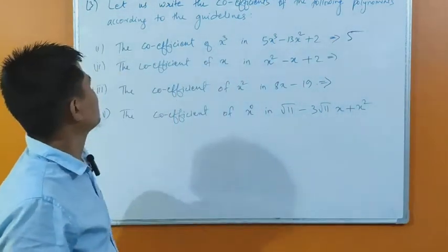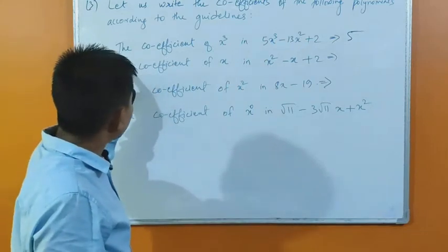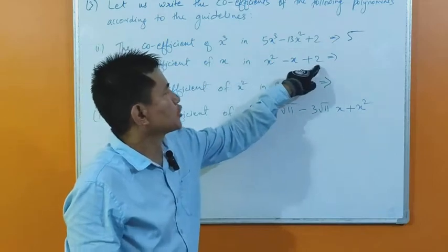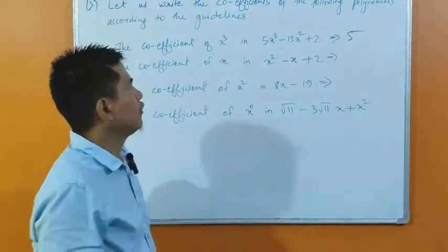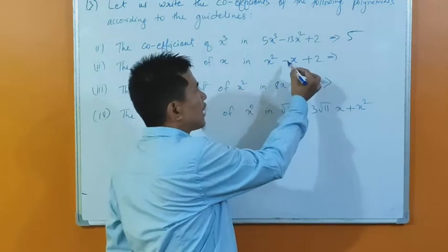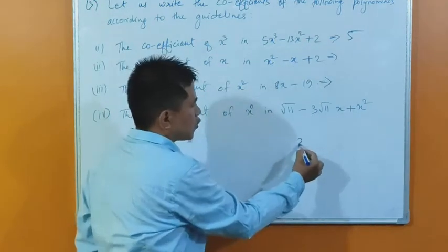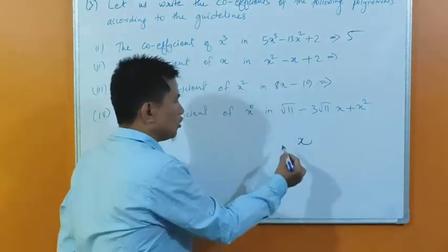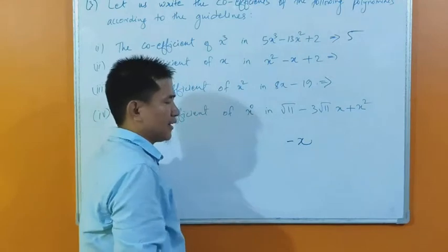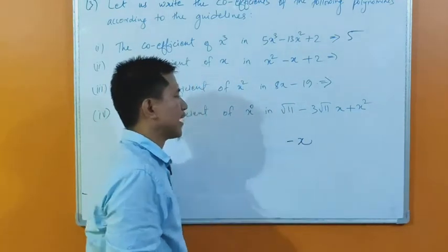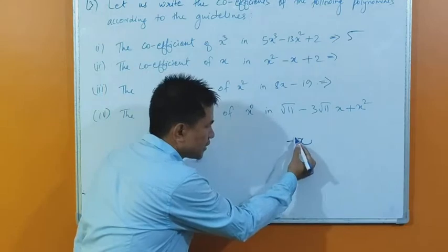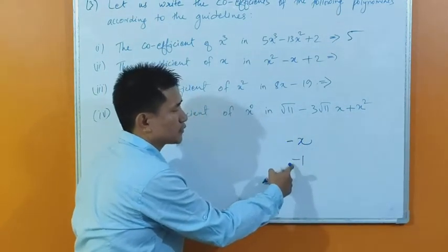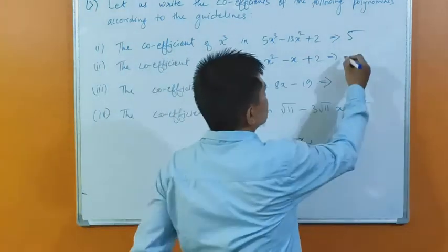Now let us go to question number 2. We are asked to write the coefficient of x in x square minus x plus 2. Exactly, we did this example before. The term is minus x, and we are asked to write the coefficient of x, so the coefficient of x is minus 1. There is 1 in front of x, and this minus sign comes here. The coefficient of minus x is minus 1.